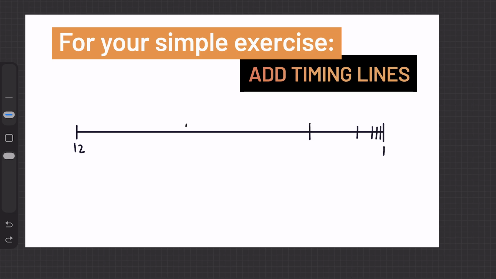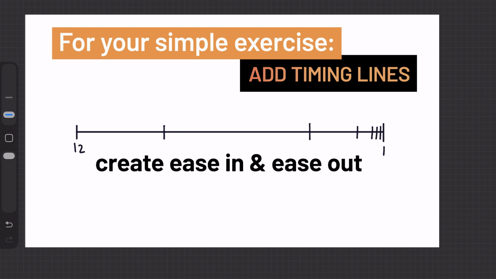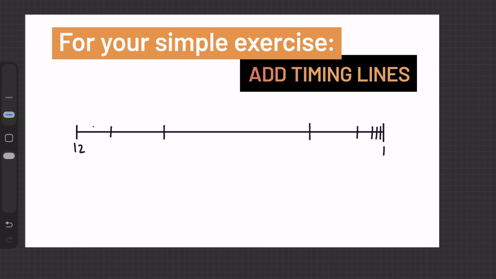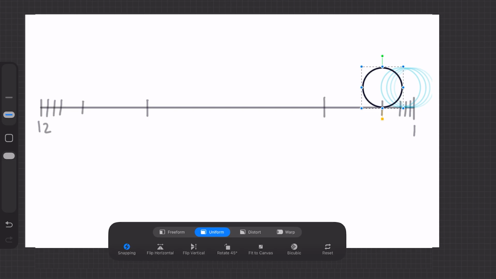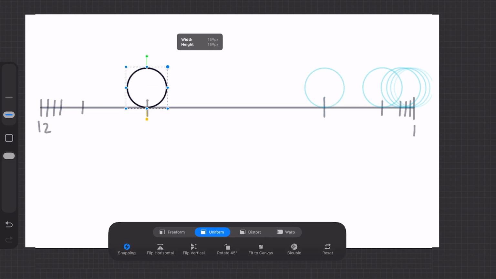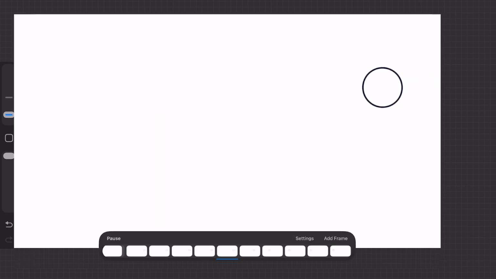So fill in the 10 remaining lines to pick how fast or slow the ball will start and stop. Pick how far apart your lines need to be spaced to create your ease in, ease out, or a very fast motion. This is also a good time to draw your ball. Copy and move it till it's lined up with all of your timing lines, and then play it and see how that looks.